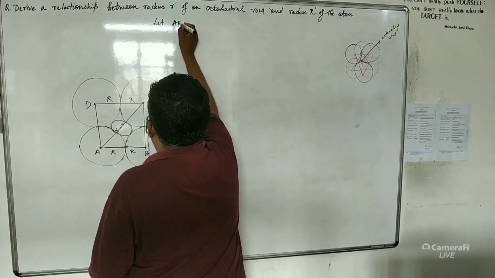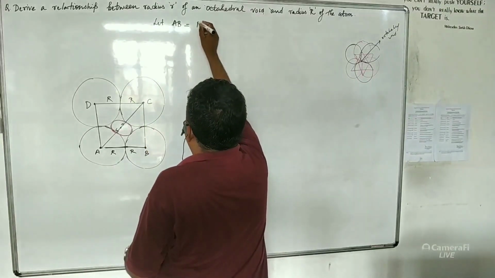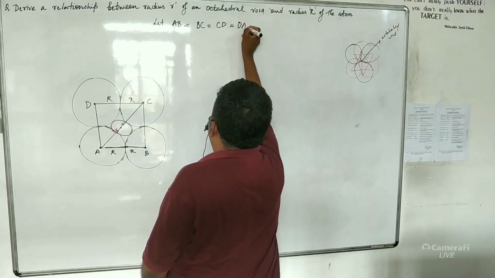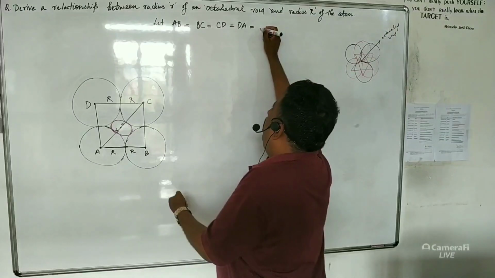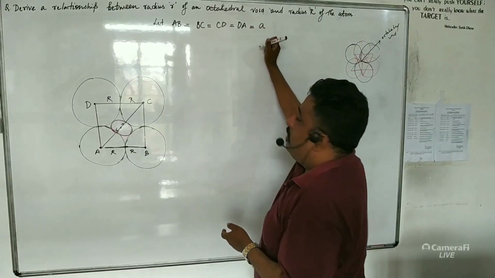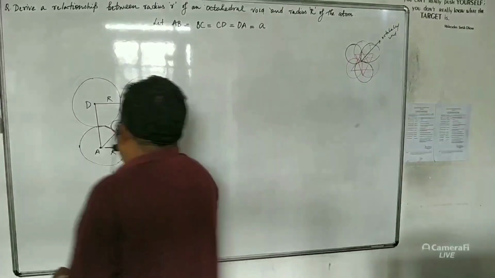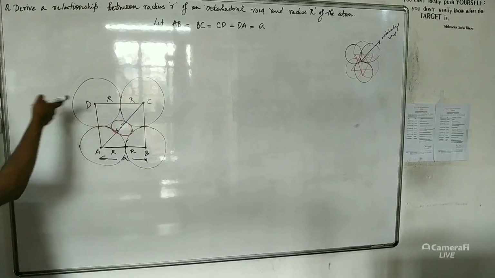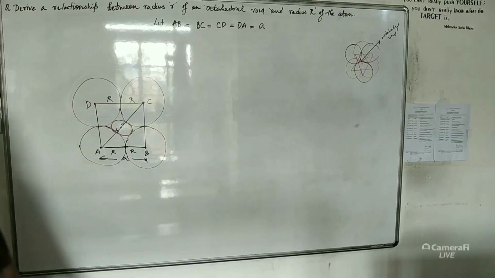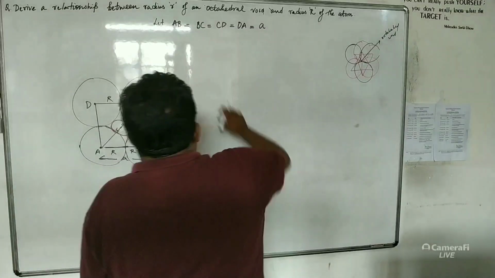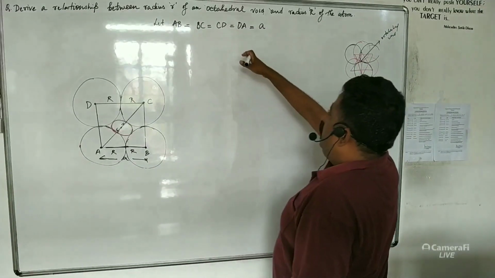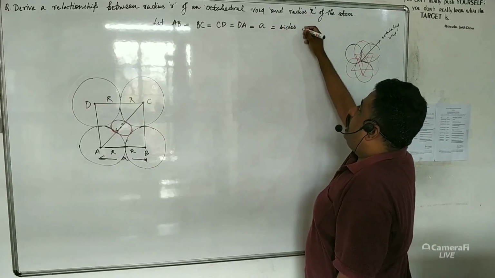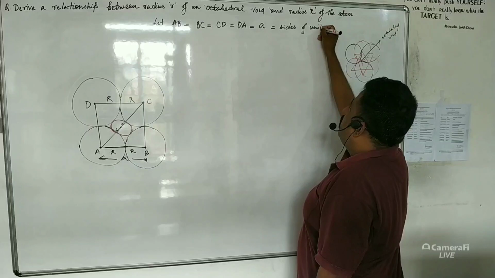Let AB is equal to BC is equal to CD is equal to DA is equal to A. A is called edge length. I believe you know it. This A is called the edge length of the unit cell. So ABCD is a unit cell. Consider ABCD as a unit cell. So let AB equal to BC equal to CD equal to DA equal to sides of the unit cell.